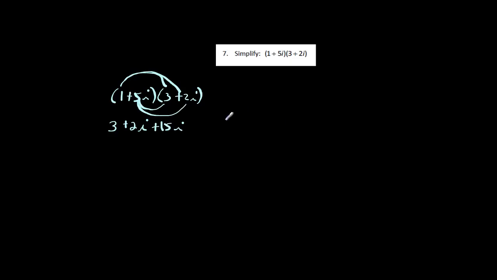Alright, simplify this. What we're going to do is FOIL. 1 times 3 is 3. 1 times 2i is 2i. 5i times 3 is 15i. And 5i times 2i is 10i squared, which is negative 10. 3 minus 10 is negative 7. 2i and 15i is 17i.